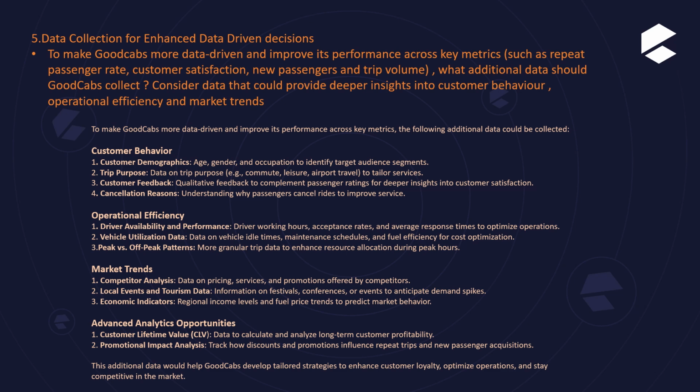And coming to market trends, if we have data like competitor analysis, so data on pricing, services, and promotions offered by competitors, it would help us keep our prices and services more comfortable for the passengers. Local events and tourism data, like information on festivals, conferences, and events, help anticipate demand spikes. It helps us understand during which time or season the trip rates are higher. And economic indicators like regional income levels and fuel price trends help predict market behavior.